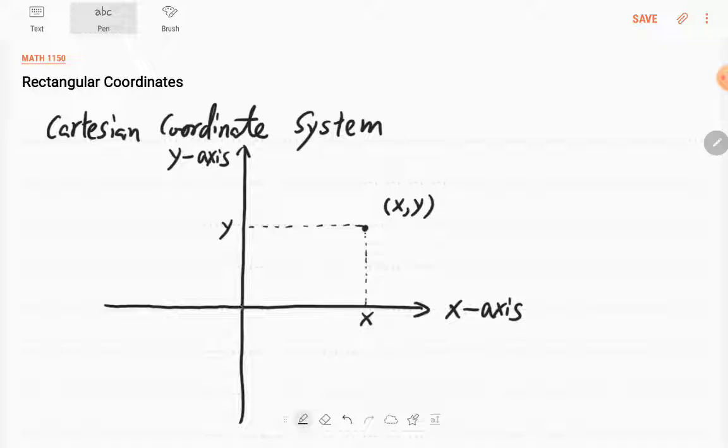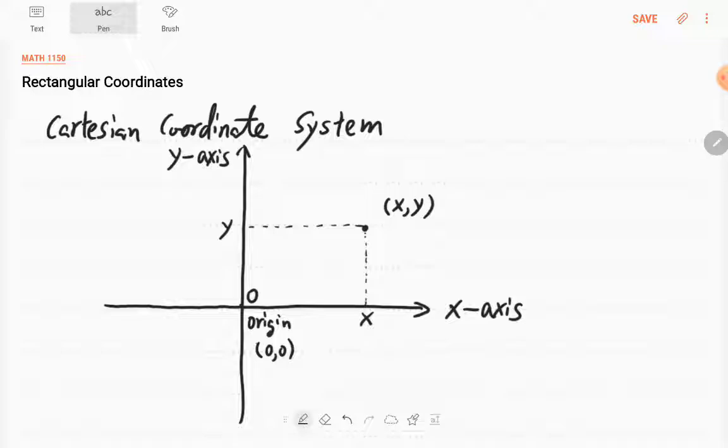And the intersection of these two lines is called the origin. The origin is a point we denote by O, and it has coordinates (0, 0). This is the origin.